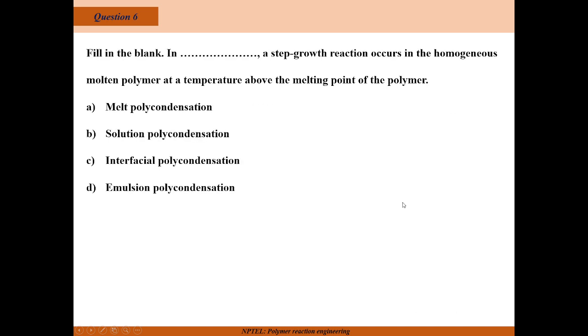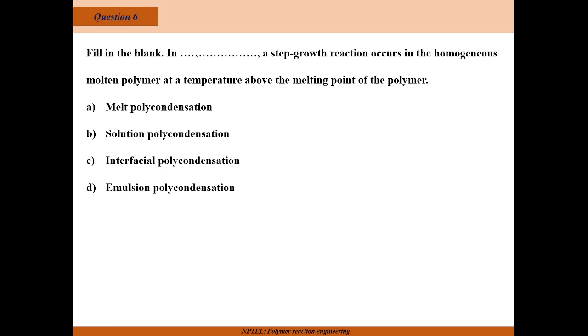Now this is a fill in the blank question. In dash, a step growth reaction occurs in a homogeneous molten matter at a temperature above the melting point of the polymer. So here we are basically talking about the melting point. We have learned about all four types of polycondensation reactions. In which of these polycondensation mechanisms do we form a homogeneous molten polymer where we melt the polymer at its melting point? Please go through and think about which is the most suitable answer. Straight away, it should be melt polycondensation.